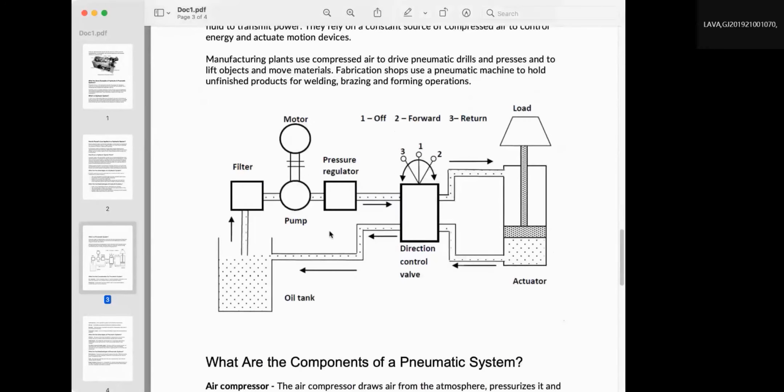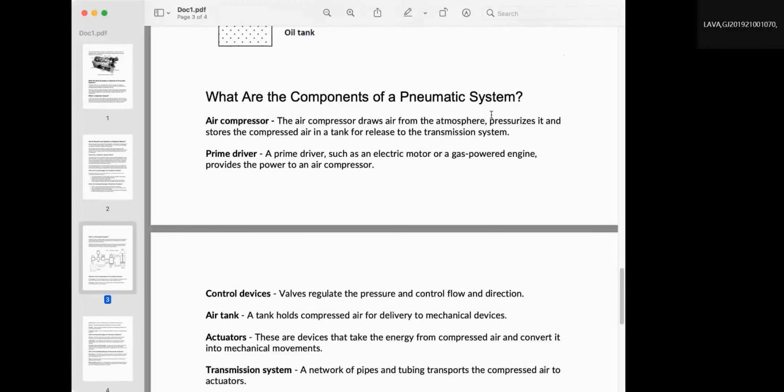Here we have this picture that we can see. We have a filter, a motor, a pump, an oil tank, and a pressure regulator. We have here a direction control valve, from this side to this side. And we have here the load and actuator. What are the components of a pneumatic system?